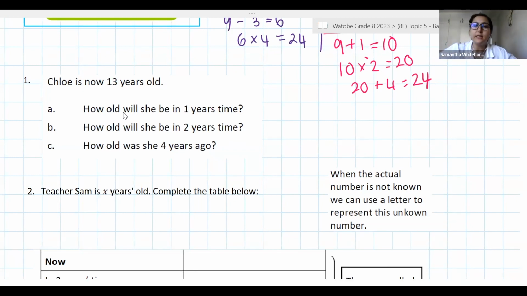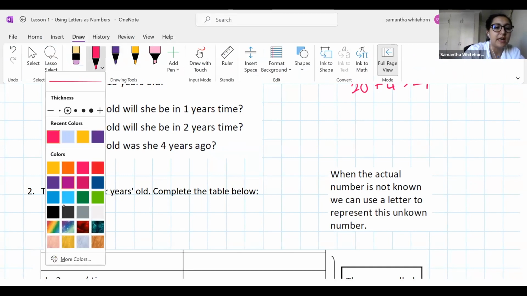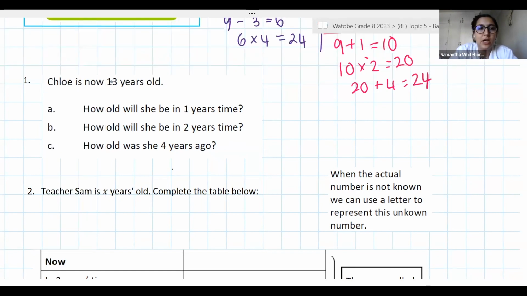Let's have a look at a nice, easy, basic question. We're not going to stress just yet about the letters and the algebra. Let's just get into a habit of being able to get an expression when we've been asked something. It says Chloe is now 13 years old. Quickly in the chat, put the answer for how old she will be in 1 year's time.